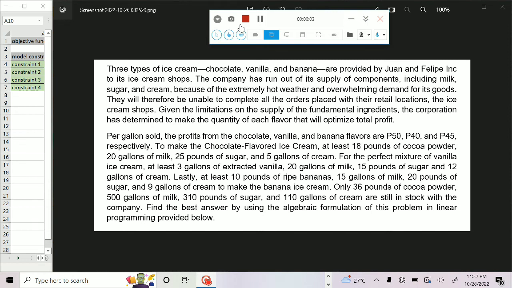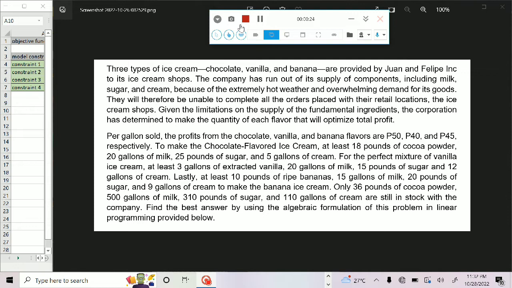Good day everyone, I am Joy Baje and I am going to answer a certain problem using simplex linear programming. So we have here a sample illustration problem, which is 3 types of ice cream, chocolate, vanilla, and banana, provided by Juan and Felipe Incorporation to its ice cream shops.